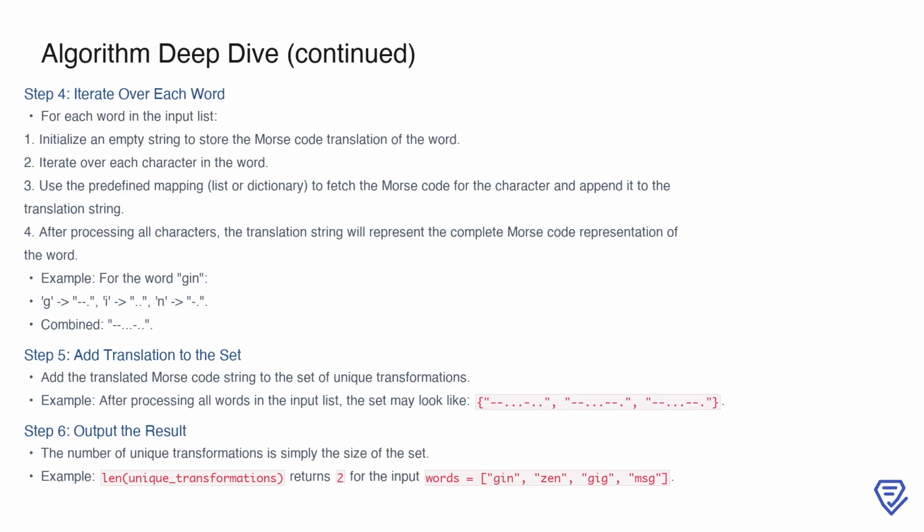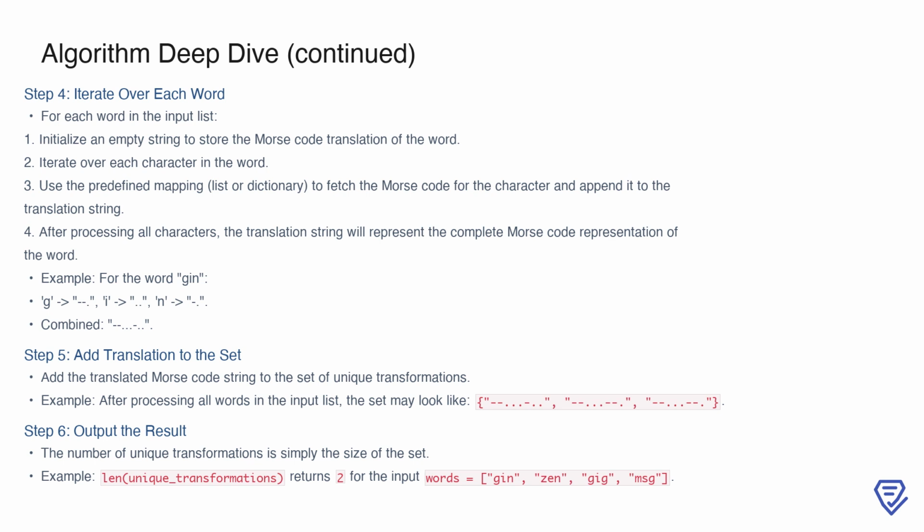Now, we process each word in the input list step by step. For each word, we start by initializing an empty string to hold its Morse code translation. Then, we iterate over each character in the word. Using the predefined mapping, we fetch the corresponding Morse code for each character and append it to the translation string. For instance, consider the word gin. The letter G maps to dash dash dot, I maps to dot dot, and N maps to dash dot. When these are combined, the full Morse code translation for gin becomes dash dash dot dot dot dash dot.